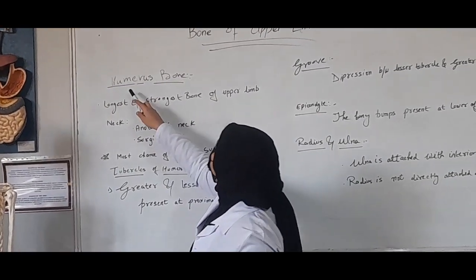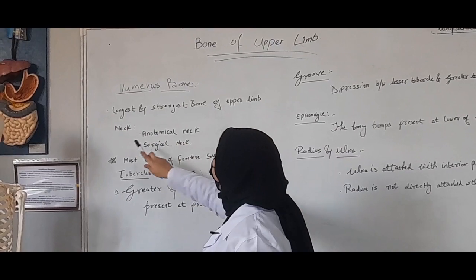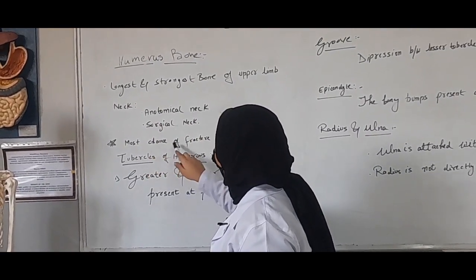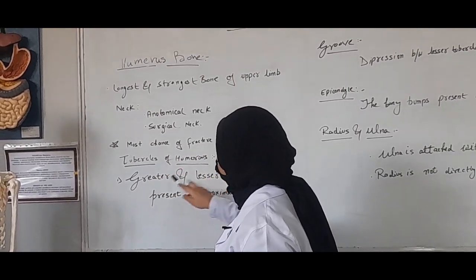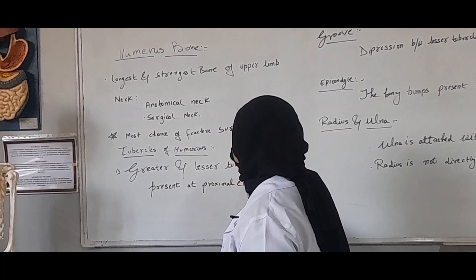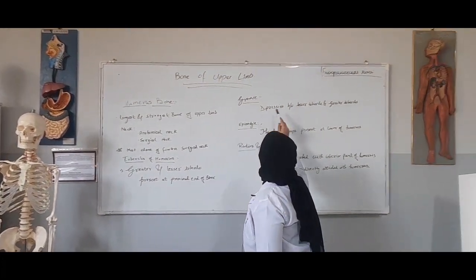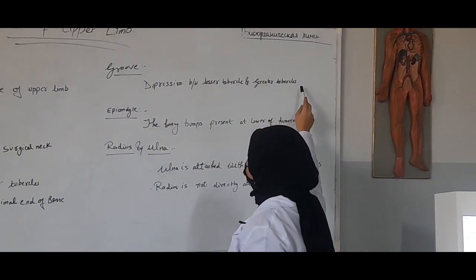Let's see. The humerus bone is the longest and strongest bone of the upper limb. Neck: anatomical neck and surgical neck, with the most chance of fracture at the surgical neck. Tubercles of the humerus: greater and lesser tubercles, present at the proximal end of the bone. Groove: a depression below the lesser and greater tubercles.